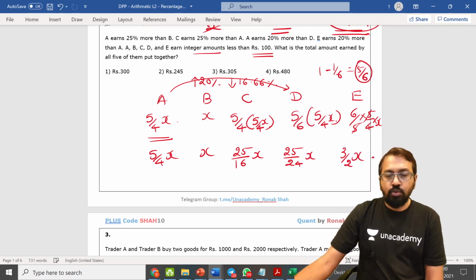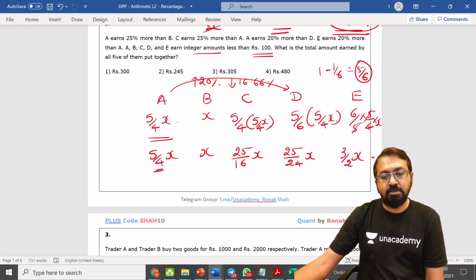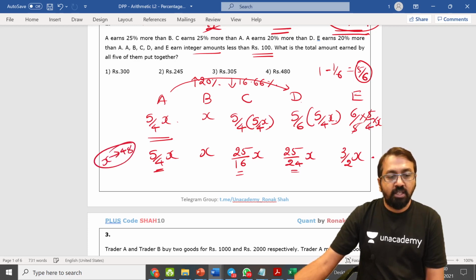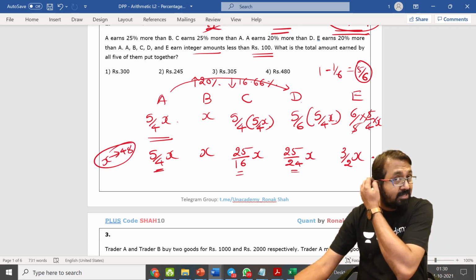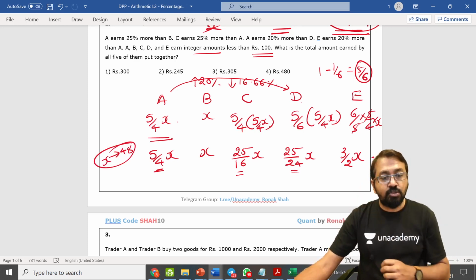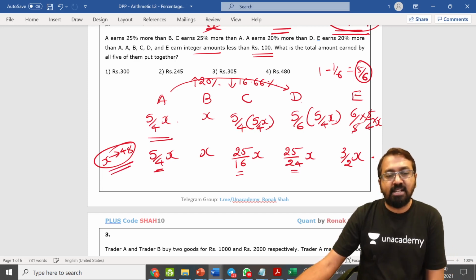Now as we know that each one of them earns an integer value less than 100, okay, so what is the value of x that we should take? Of course x has to be divisible by 4, 16, 24 and all. So I can say x has to be a multiple of 48. So either x will be 48 or 96 or something like that, but if you take x as 96 or further on, then this value will become more than 100. So that's how we realize that x has to be exactly 48.